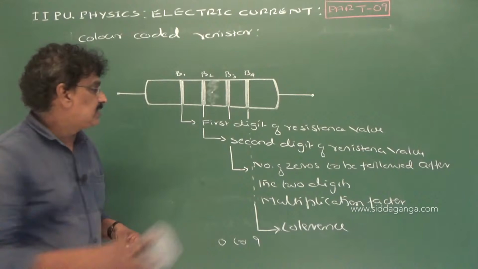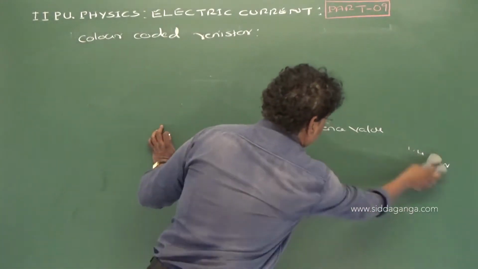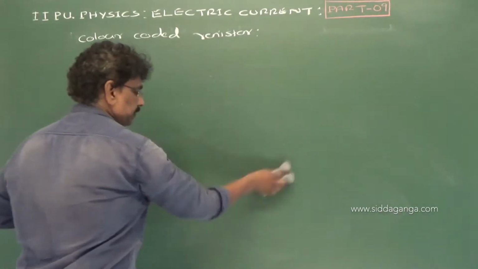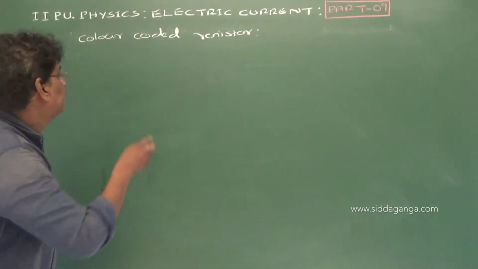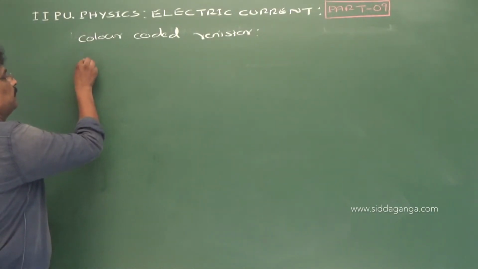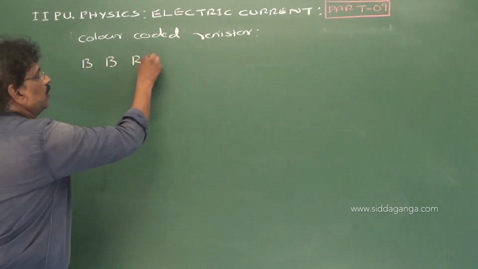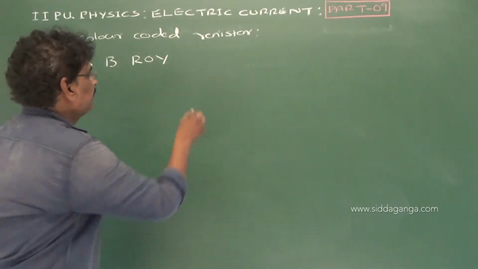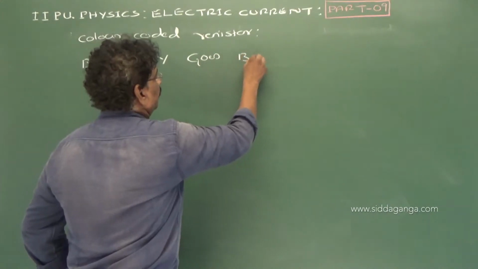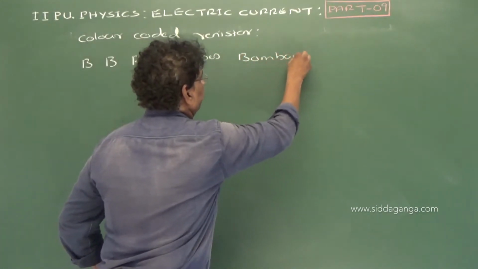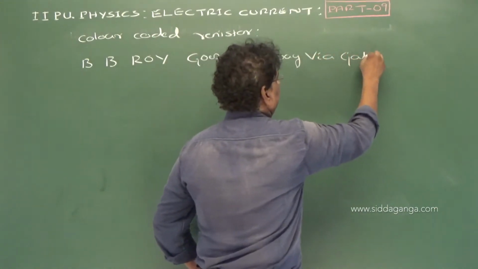The mnemonic used to remember the color code is: B. Roy goes Bombay via Gateway.